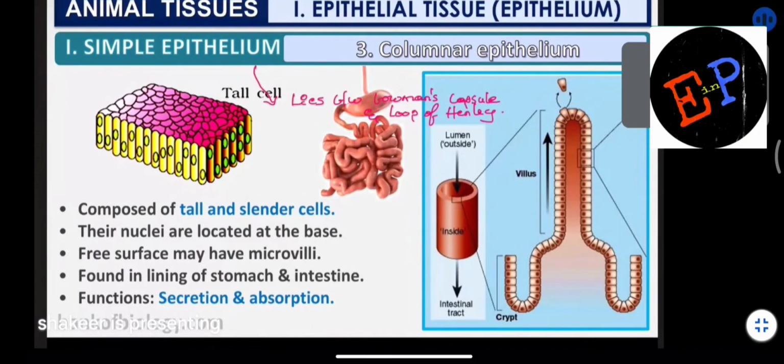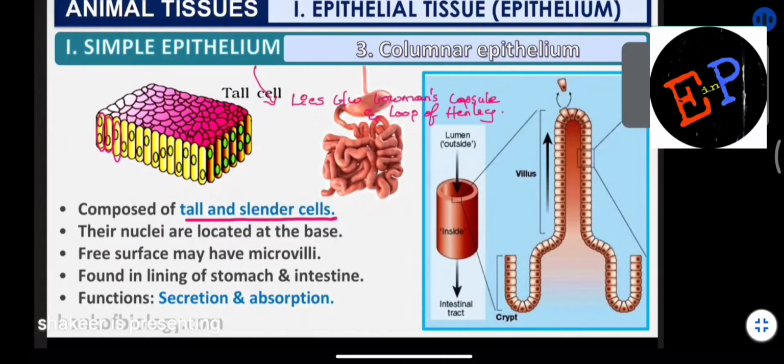So the next type of simple epithelium cells are columnar. Let us see what is meant by columnar. Composed of tall and slender cells. So what is the structure of these columnar cells? They are tall cells and they are arranged in the form of columns. That is why they are called tall and slender cells.